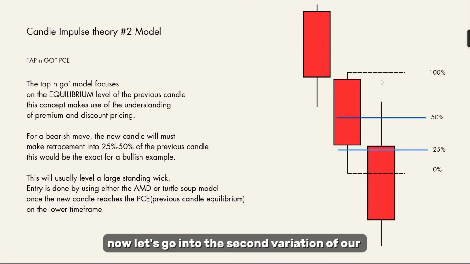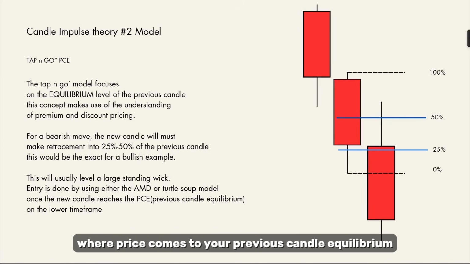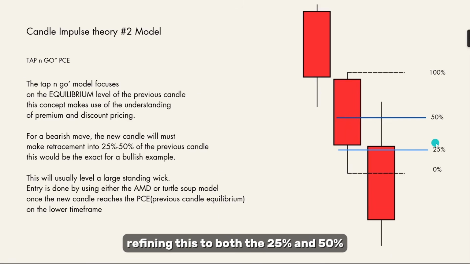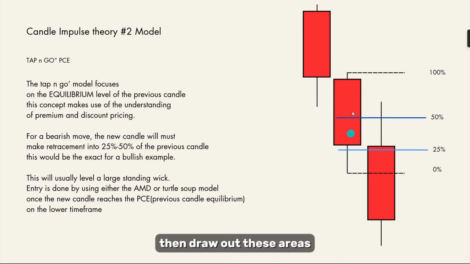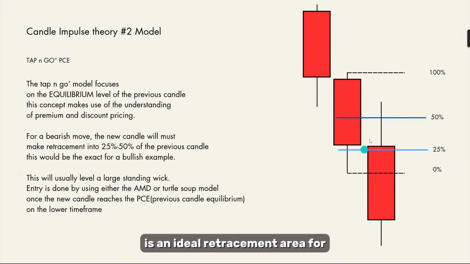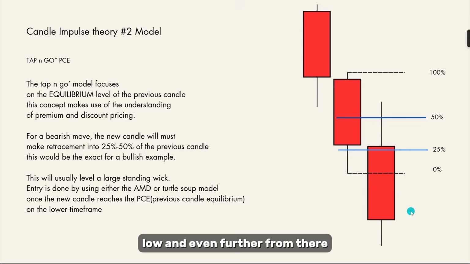Now let's go into the second variation of our candle impulse theory, the tap and go, where price comes to your previous candle equilibrium. We've just spoken about price coming to previous close, but now we're focusing on refining this to both the 25% and 50% of that entire candle. You can just take your Fibonacci and then draw out these areas. And then what this creates is an ideal retracement area for your next candle to manipulate into. And then as always, you're looking to trade down towards that range low and even further from there.